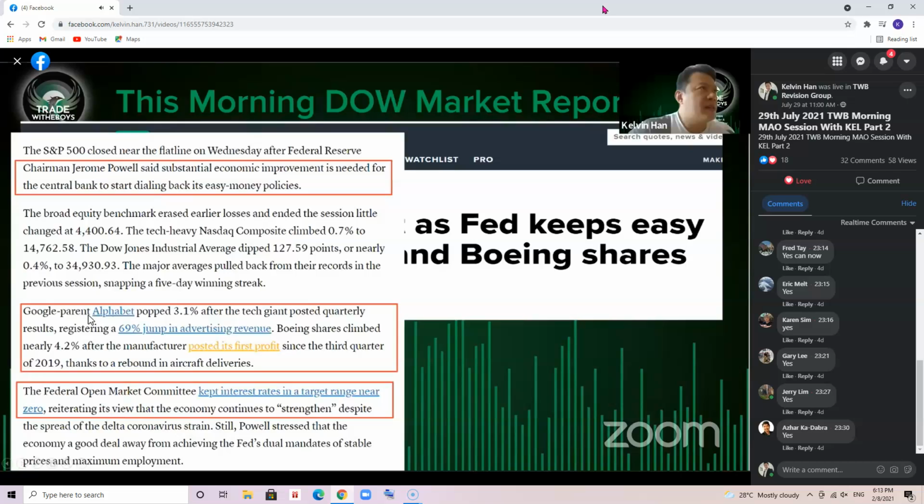And basically, it's all right. Companies like Alphabet went up after they posted their sales. Alphabet was doing well. Even Boeing did very well, up by 4.2% after they posted their first profit since the third quarter of 2019. So it's all because of the aircraft deliveries.